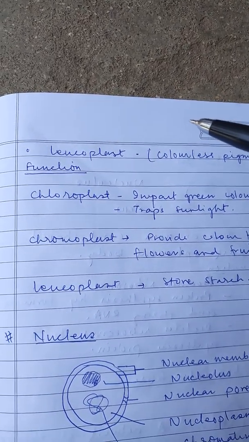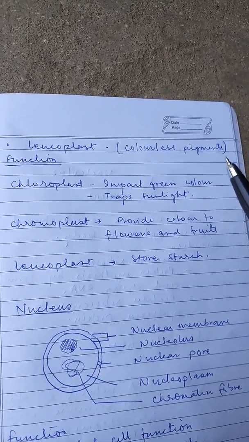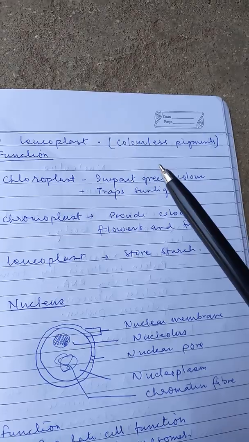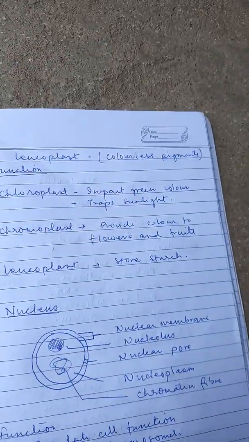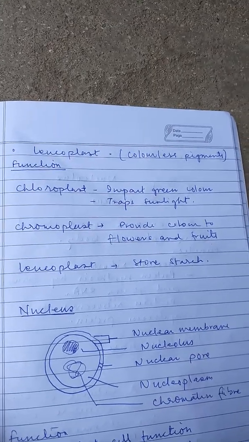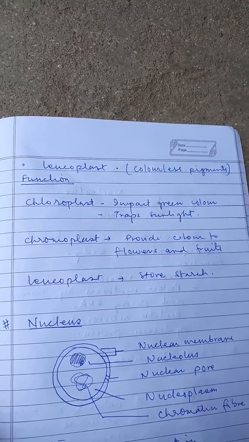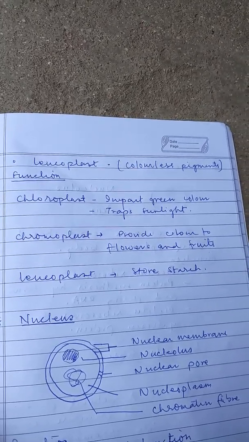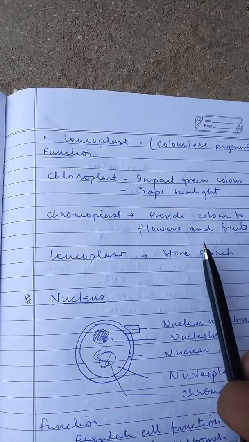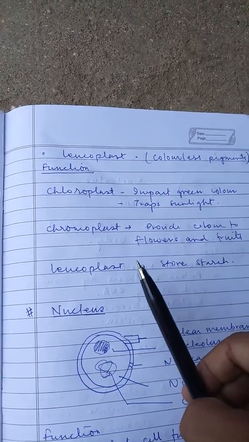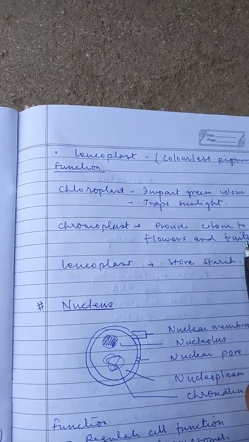Now see the function of each. Chloroplast imparts green color to the plant, hence the plant appears green. This chloroplast traps sunlight. Chromoplast provides colors to the fruits and flowers. That's why flowers and fruits are of different colors. Leucoplasts do not contain any pigment, so they store starch in them.